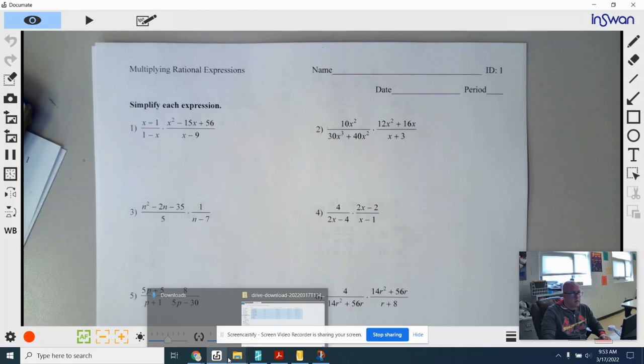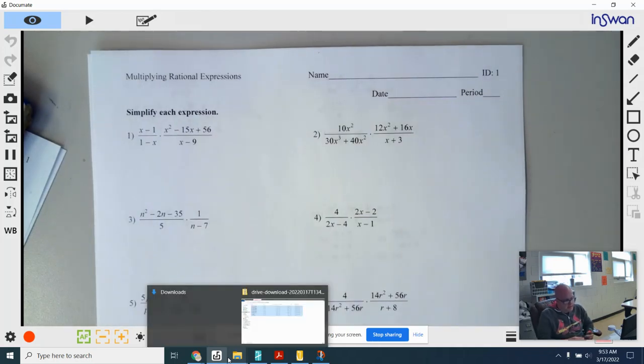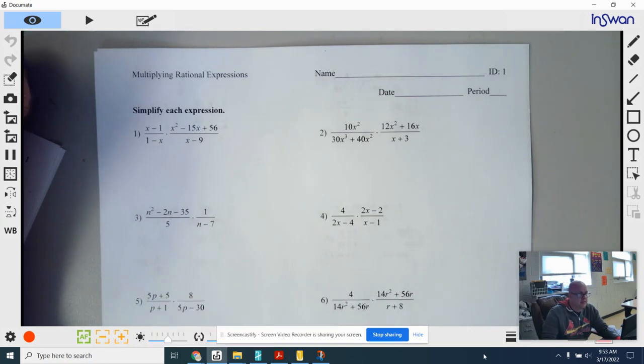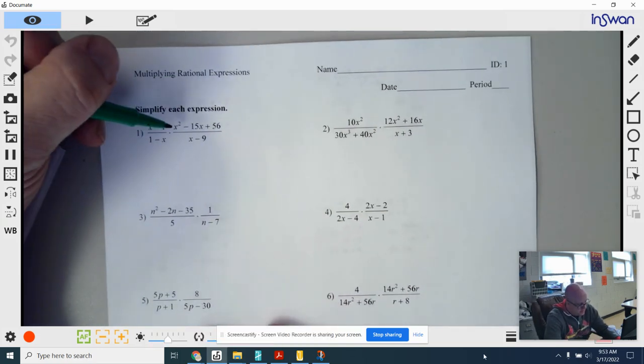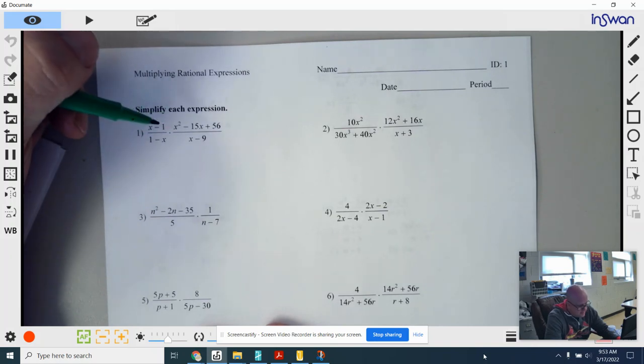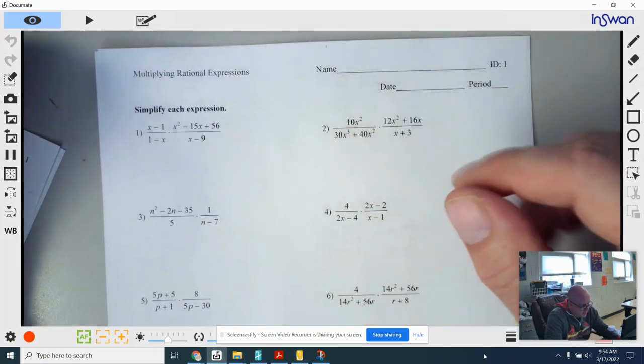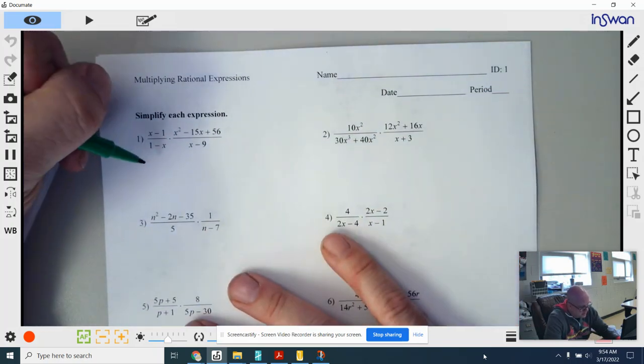Hello, everyone. You're going to need the sheet that says multiplying rational expressions. So today we're going to kick off a rational expression unit, and you're going to see things here that look pretty familiar. So here we see we got some polynomials, quadratics, and they want us to multiply things together. However, for us to do that, we need to go ahead and break things down, factor things out like we've been doing a couple chapters ago.